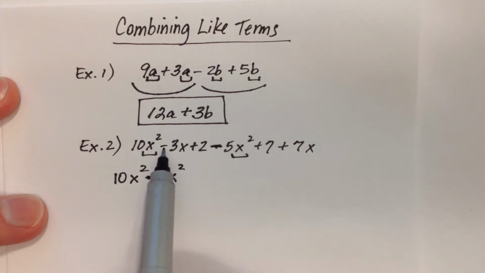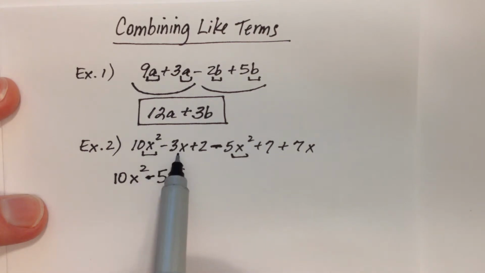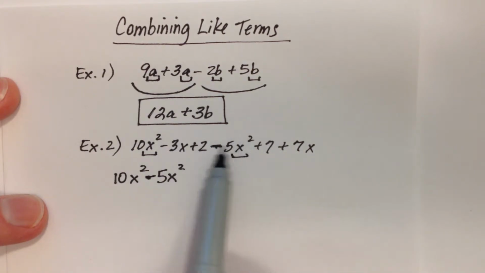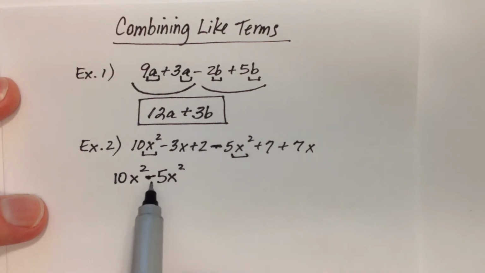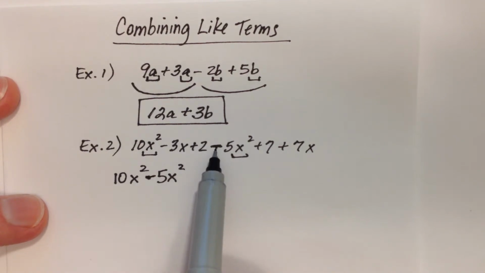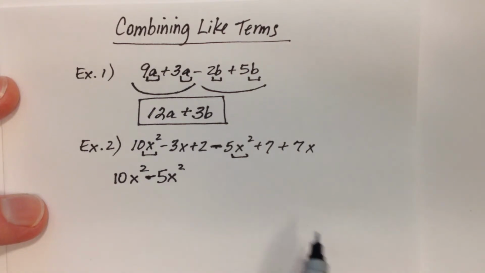That minus goes with this 3x. This minus goes with this term. The reason this is minus is because the sign before it is what's minus. So the sign before the term will always dictate what that term is, whether it's positive or negative, and where that sign goes.